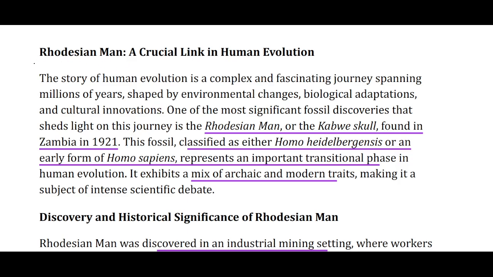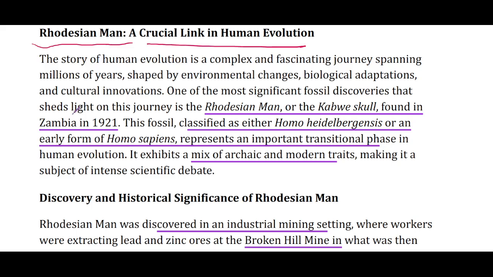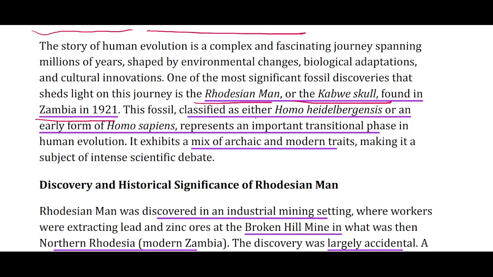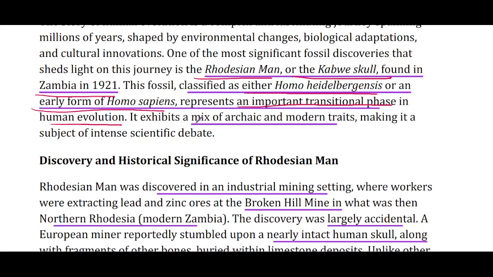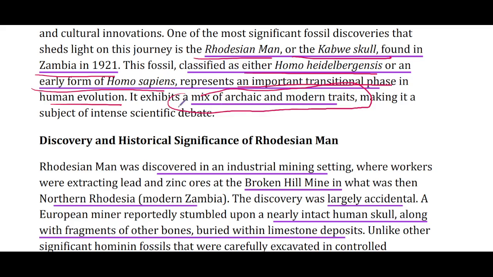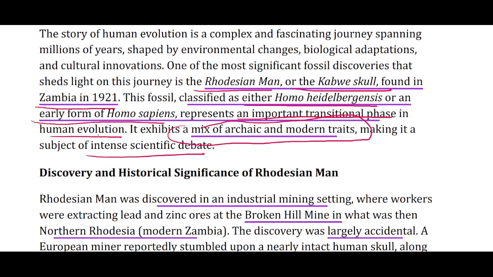Good afternoon, everyone. Let's start with Rhodesian Man, a crucial link in human evolution. So, Rhodesian Man, or the Kabwe Skull, was found in Zambia in 1921. This fossil, classified as either Homo heidelbergensis or an early form of Homo sapiens, represents an important transitional phase in human evolution. It exhibited a mix of archaic and modern traits, making it the subject of intense scientific debate.